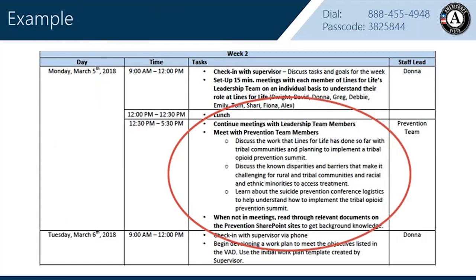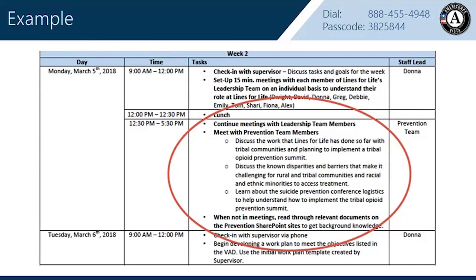Again, I think it's really helpful to look at real examples. So here is another piece of the OSAT plan from our friends at Lines for Life, again associated with Oregon Health Authority. You can see that the VISTA is scheduling meetings with their leadership team members and meeting with prevention team members. So there are other people involved in the delivery of this content. And it's being delivered not necessarily in a classroom manner, but they're getting out and meeting with people, discussing the work that's happened so far, discussing the disparities, so some really great content.